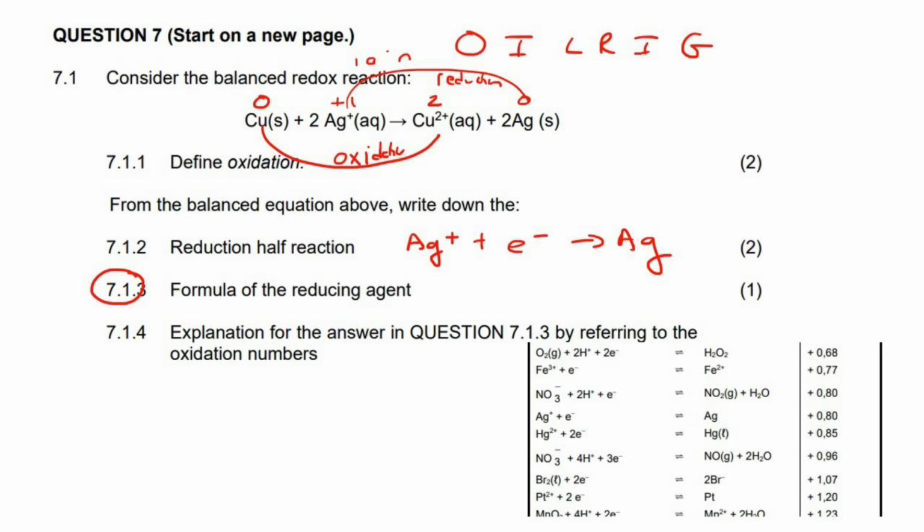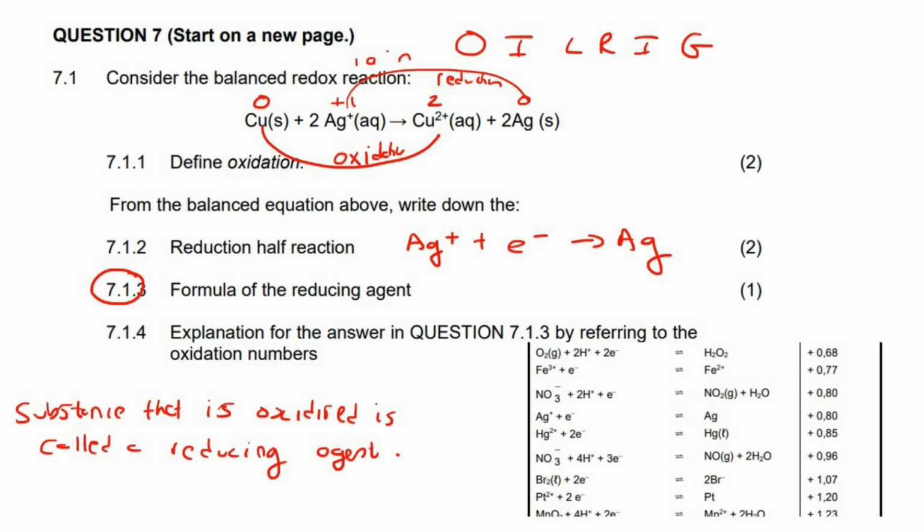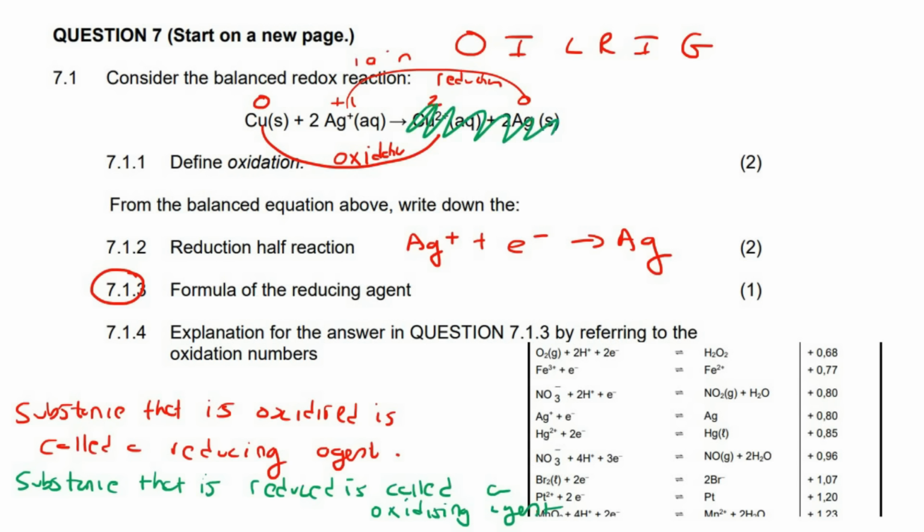Okay, now the substance that is oxidized, so let's write this down. The substance that is oxidized is called a reducing agent. And then the substance that is reduced is called an oxidizing agent. And we said that it's only the reactants, okay? So the reducing agent is the one that is oxidized. The oxidized one was this reaction over here, so it's the copper. So you are going to say that it is the copper.